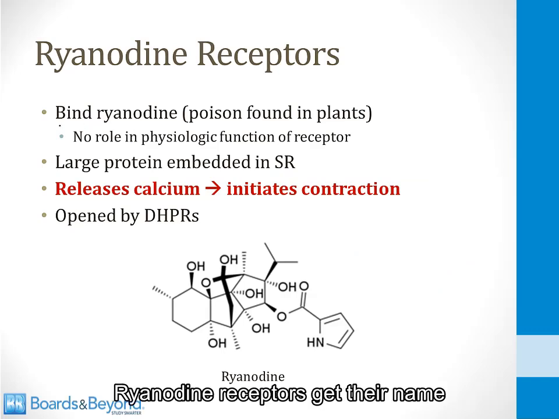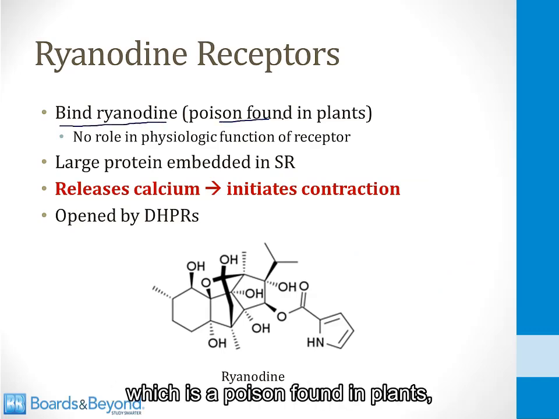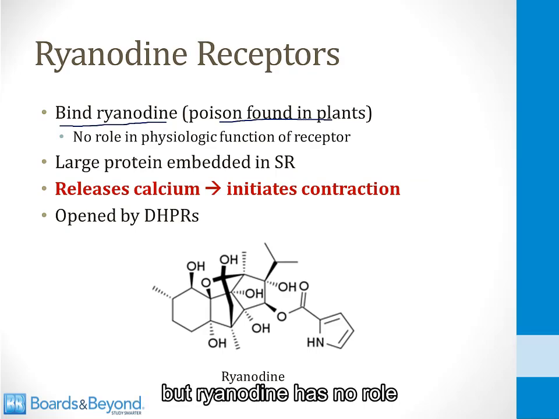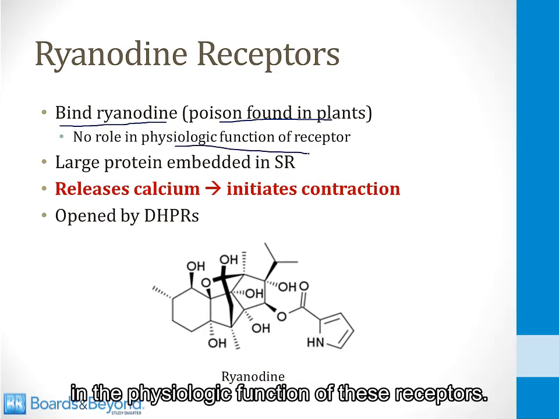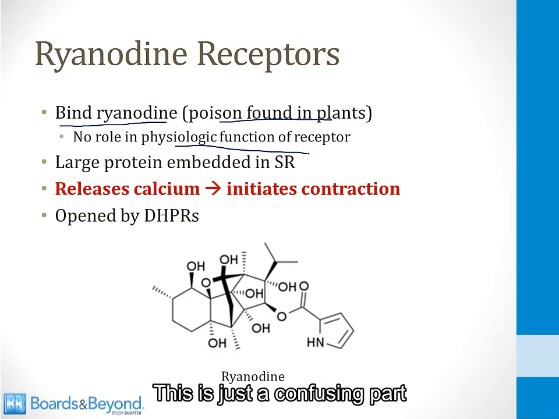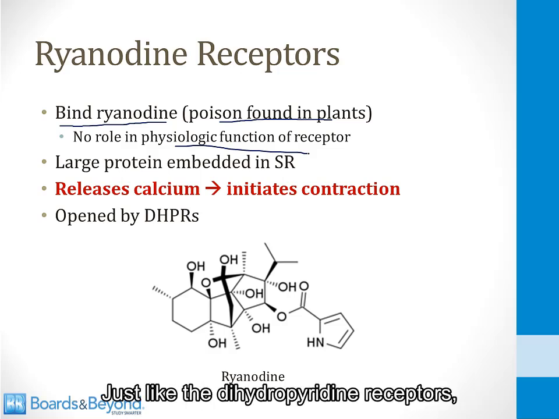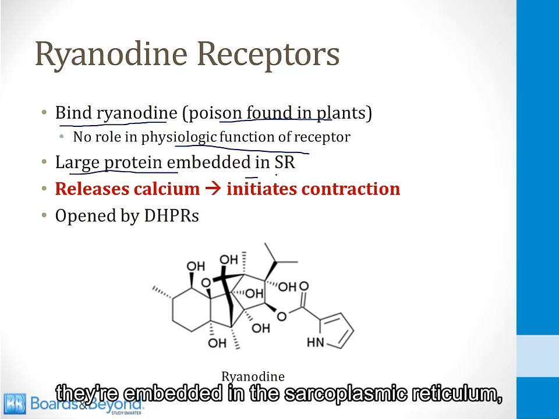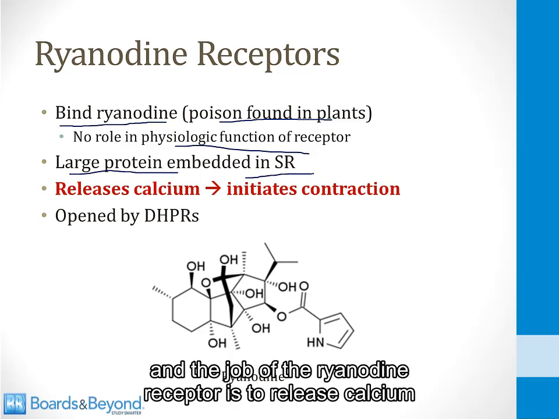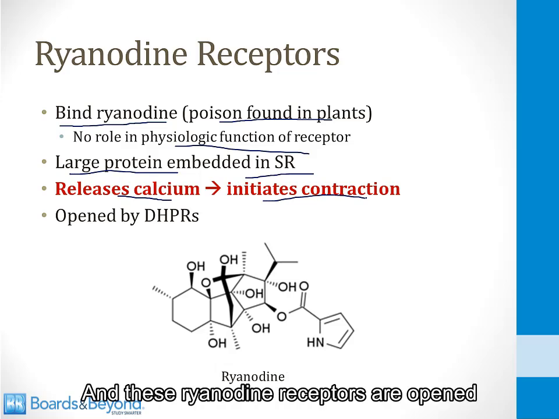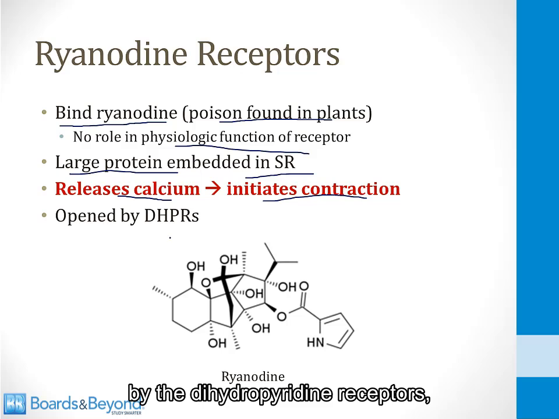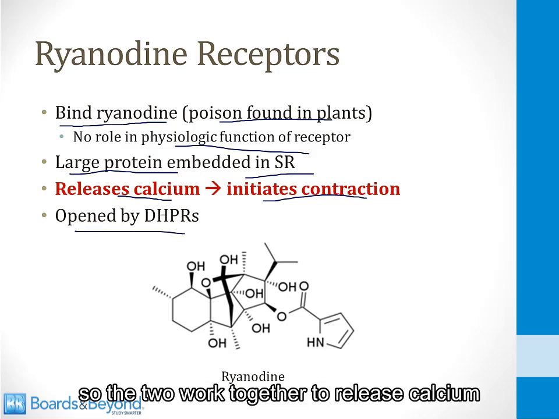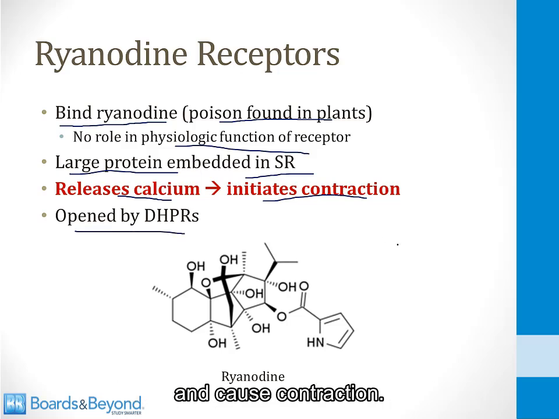Ryanodine receptors get their name because they bind ryanodine, which is a poison found in plants, but ryanodine has no role in the physiologic function of these receptors. This is just a confusing part of how these receptors got their name. Just like the dihydropyridine receptors, these are just proteins. They're large proteins. They're embedded in the sarcoplasmic reticulum, and the job of the ryanodine receptor is to release calcium and initiate contraction. And these ryanodine receptors are opened by the dihydropyridine receptors, so the two work together to release calcium and cause contraction.